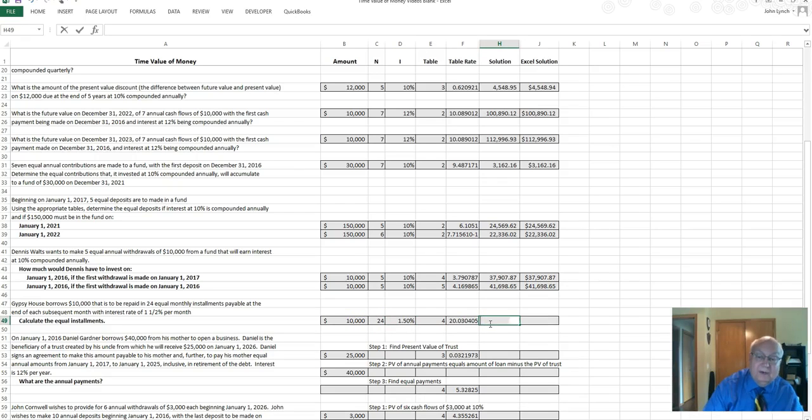Okay, so now we want to find the payments, so it's equal to 10,000 divided by this amount, and that will give us the 499.24. And on this one, we have equal the PMT. The rate is 1.5% a month. Number of periods is 24 months, and the negative 10,000.